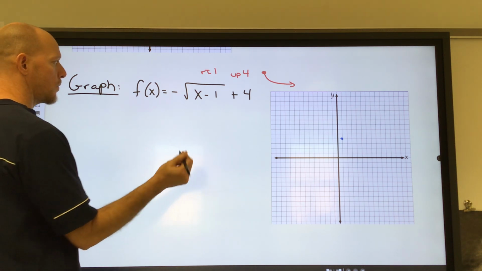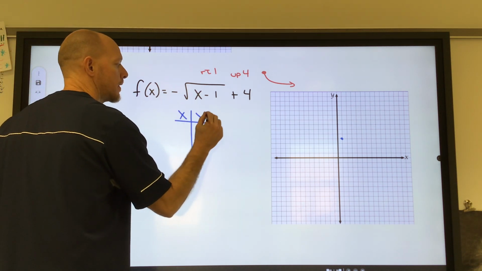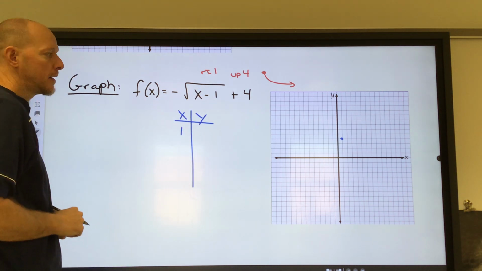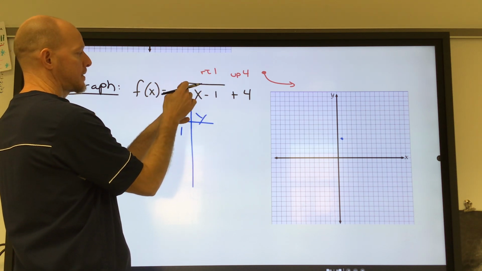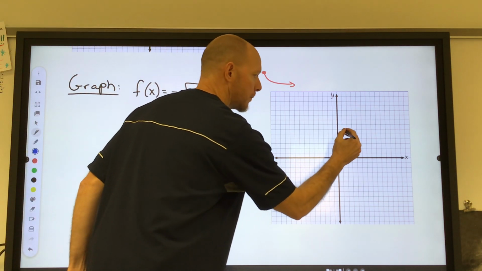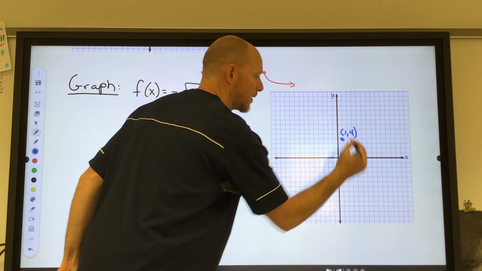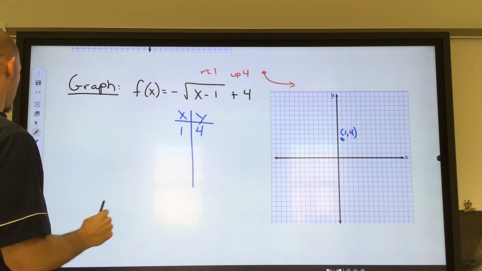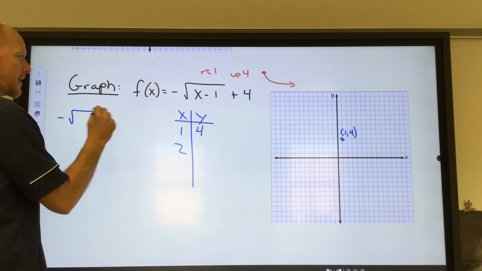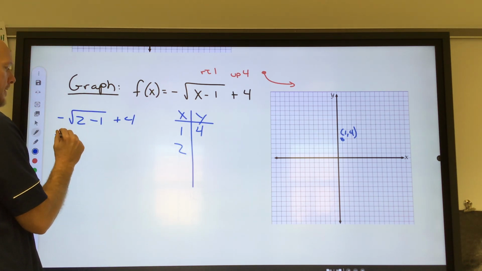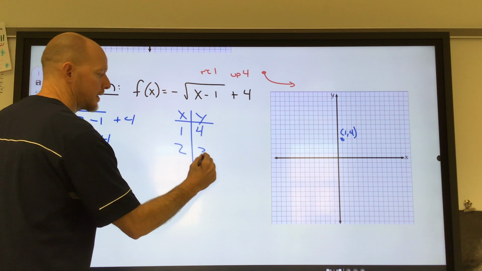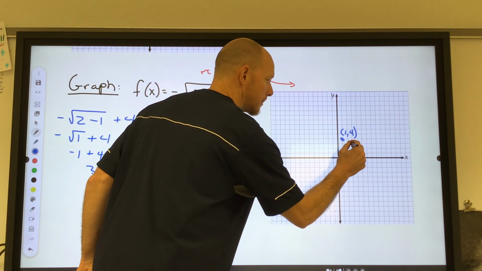Because again, if we go back to what we were doing with our table of values, we're thinking about what value of x gives me a 0. That would be a 1. If I get the square root of 0, that's going to mean 0 plus 4 gives me that 1, 4, which is that coordinate there. Next point, we want the square root to be equal to a 1, so we're going to put a value of 2 in. If we work this out, 2 minus 1 plus 4, this is negative square root of 1 plus 4. Negative 1 plus 4 results in a 3. So now I have the point 2, 3.